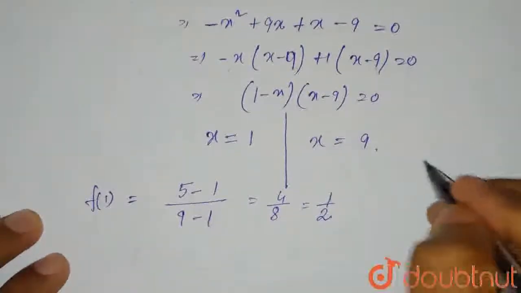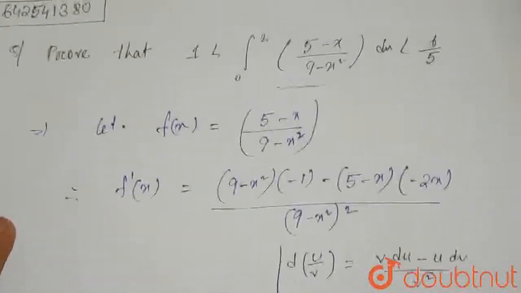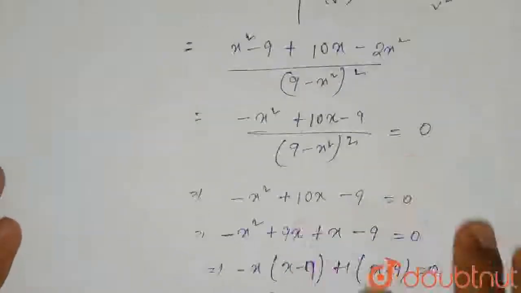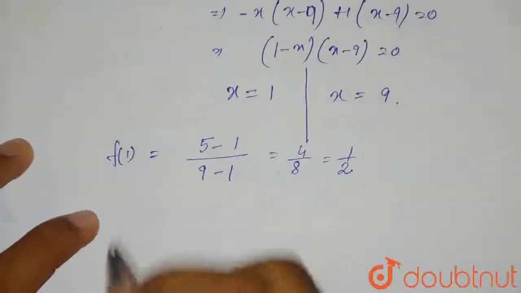What do we need? If we look at the question again, it is given that the integration is from 0 to 2. So we'll find out the value for f of 2. We don't need 9. We need only f of 0 and f of 2. We have found out f of 1.